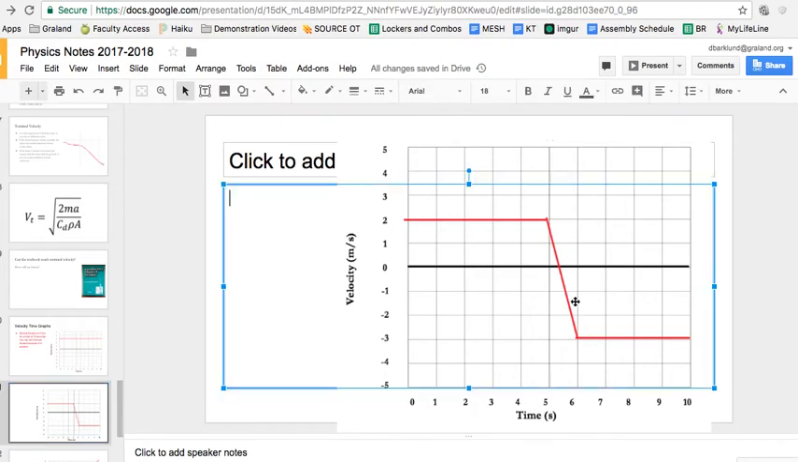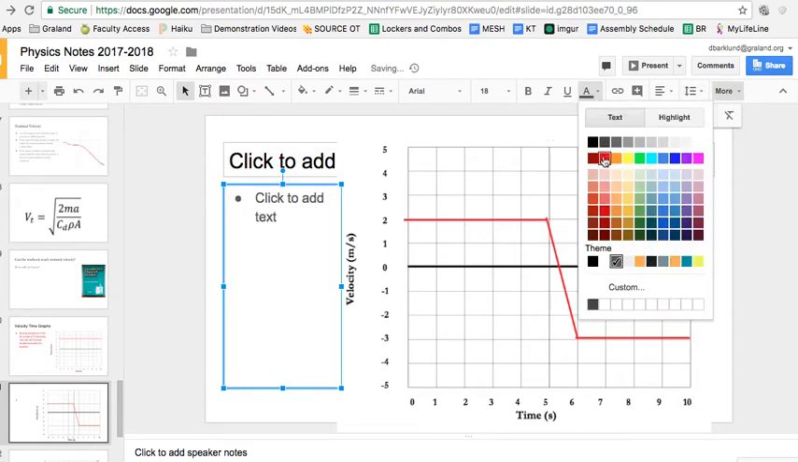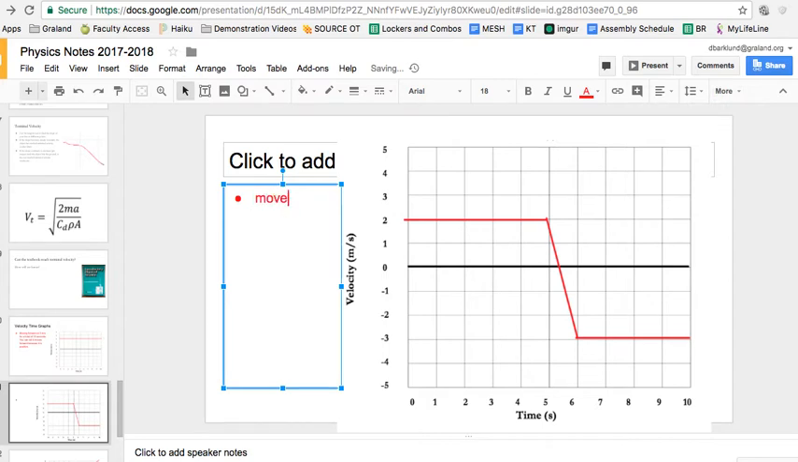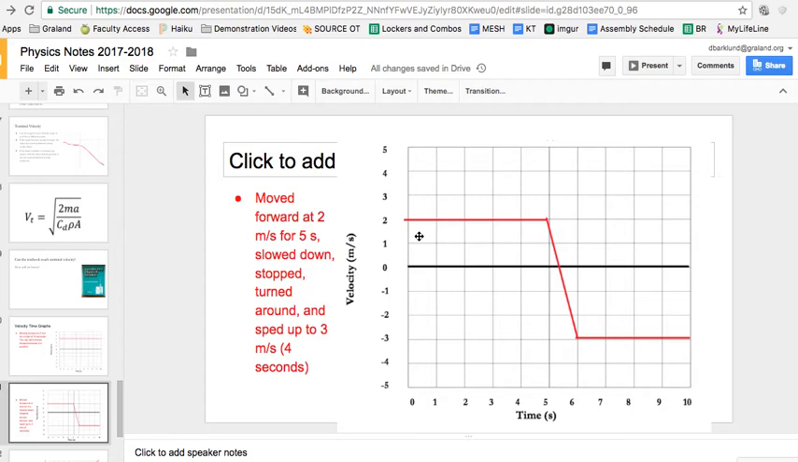So if I added some bullet points in here, what I will say is this object moved forward at 2 meters per second for 5 seconds, slowed down, stopped, turned around, and sped up to 3 meters per second, which it traveled at for a total of 4 seconds. Okay, so that one is a little bit trickier to think about how that motion's happening with that graph.